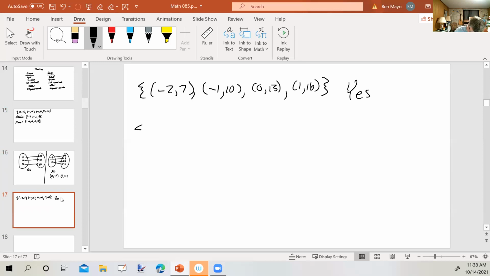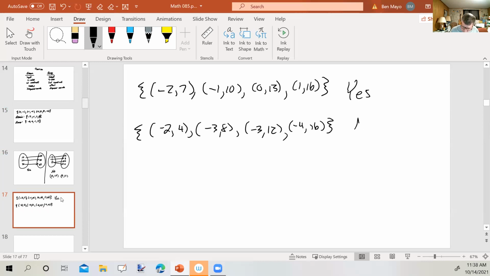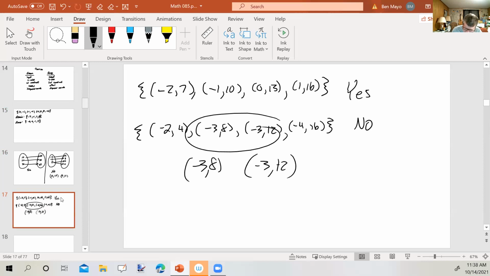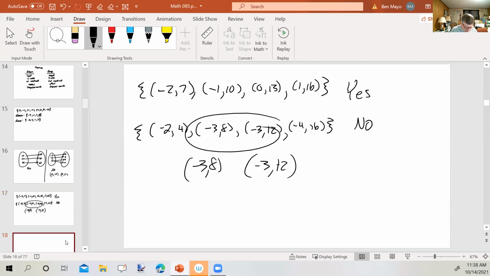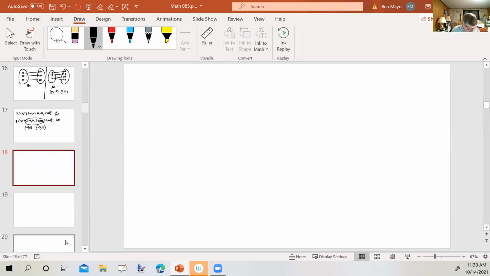How about this one? No, this is not a function because -3 goes to 8 and -3 goes to 12. So you've got an input going to more than one output. It's like a person having two birthdays, so that's not a function. How about this situation?